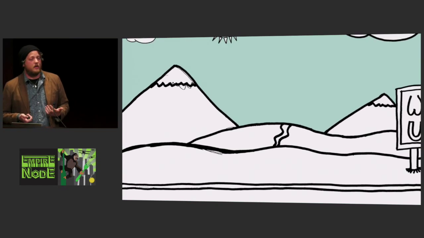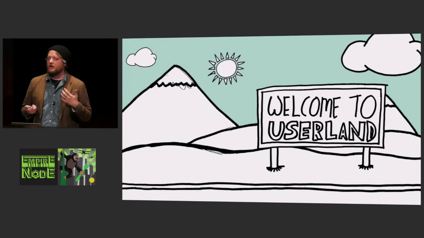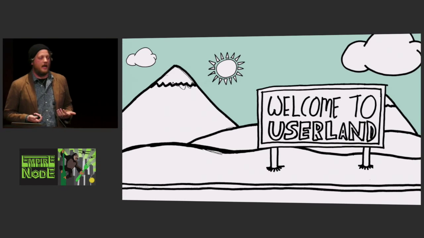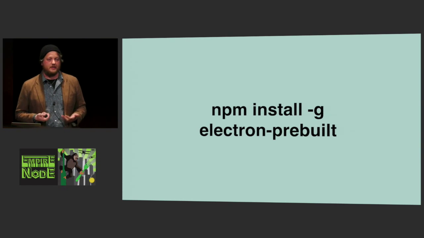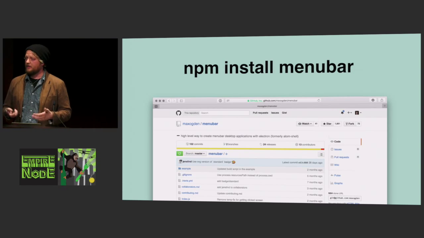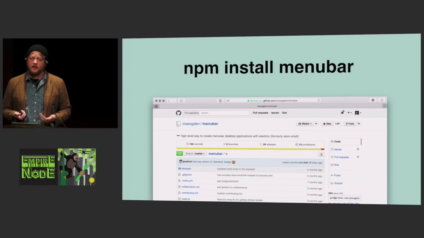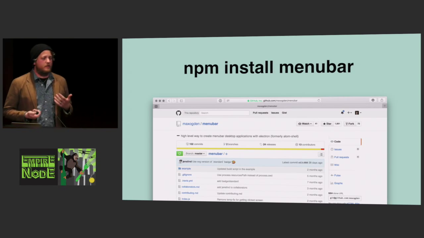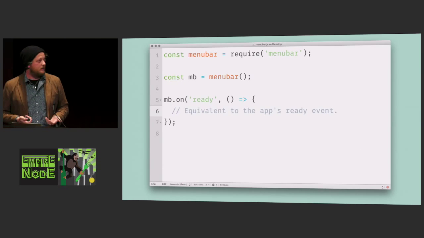But the best part about any Node library is this idea of the community modules. Right? What does the Electron community have for us? We already saw that we have this Electron pre-built, right? Which is these pre-built binaries that allow us to build our Electron application. There's also menubar by Max Ogden, which makes it really easy to provide some useful abstractions for making a menu bar application.